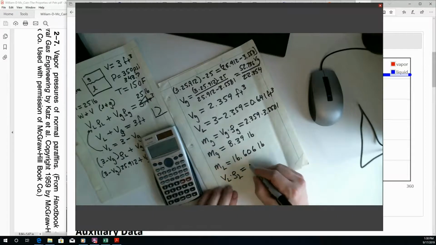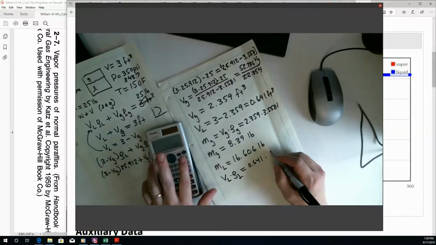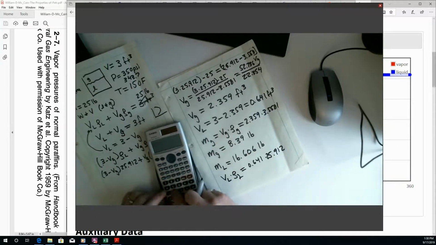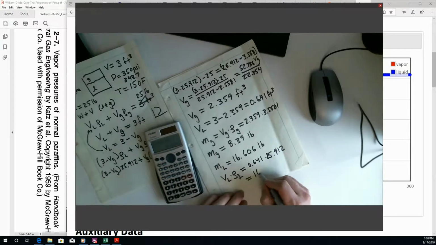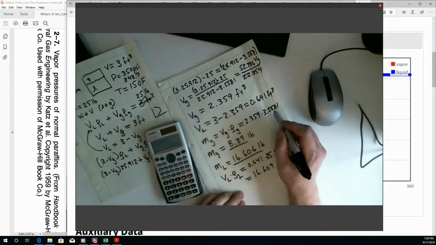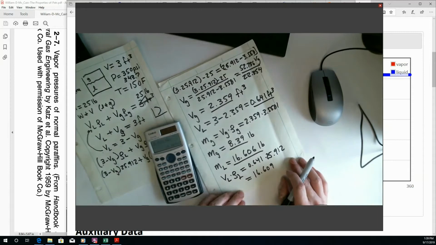We can double check that by doing VL times rho L. Oops, that should be 0.641 times the density of L, which is 25.912. 25.912 times 0.641 equals 16.609. See the rounding error in there? Anyway, that's good enough. So here's our masses of gas and liquid. Here's our volumes of gas and liquid. That's the answer to this question.